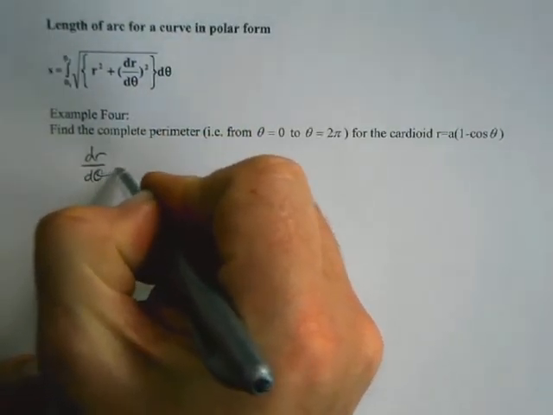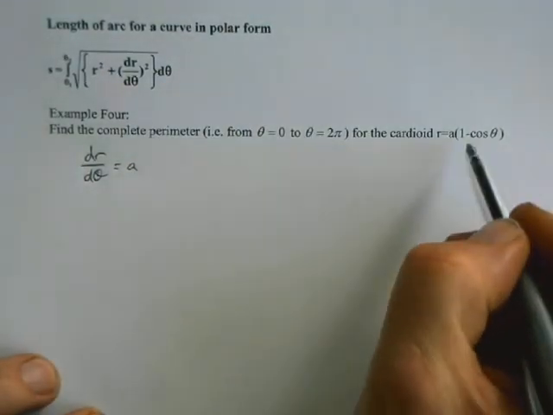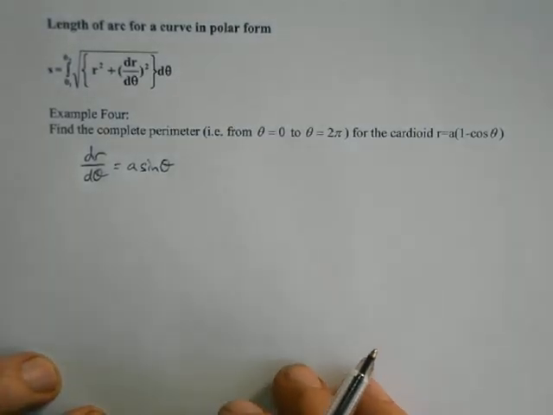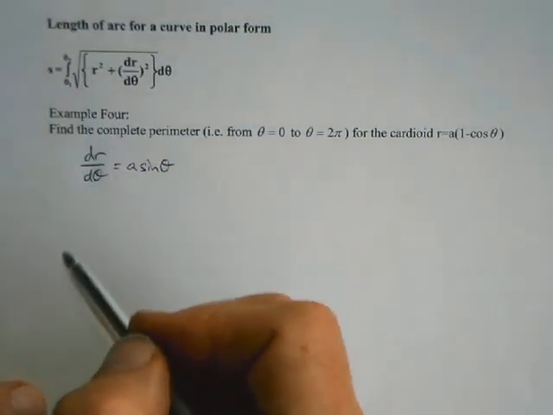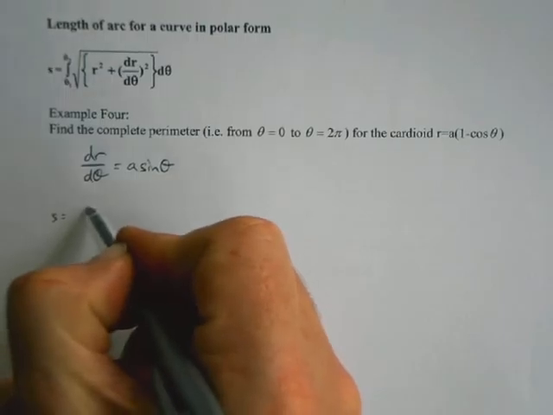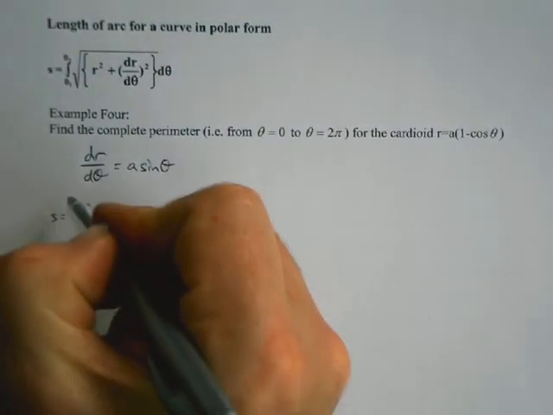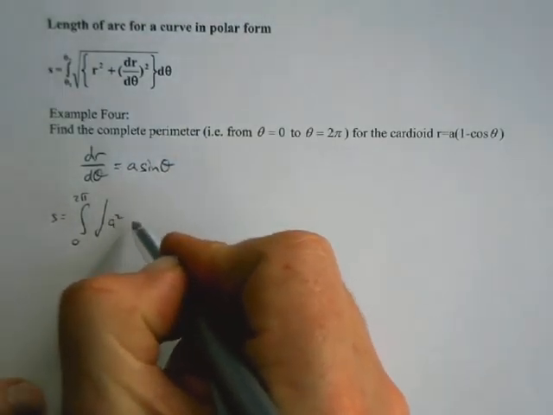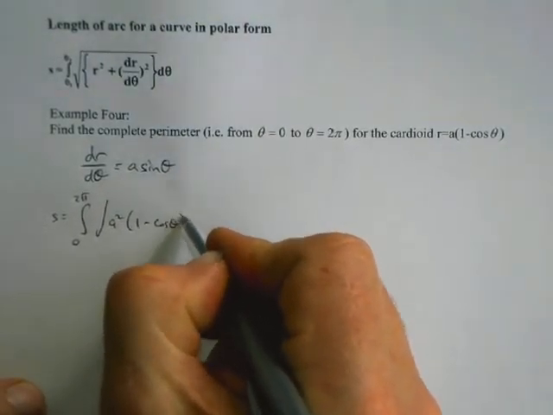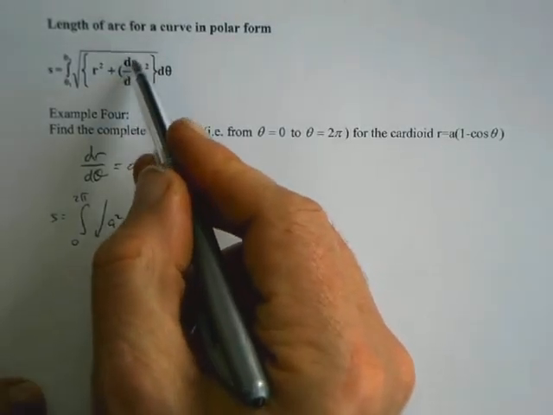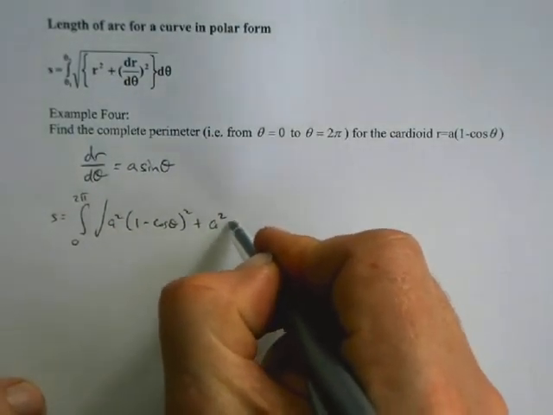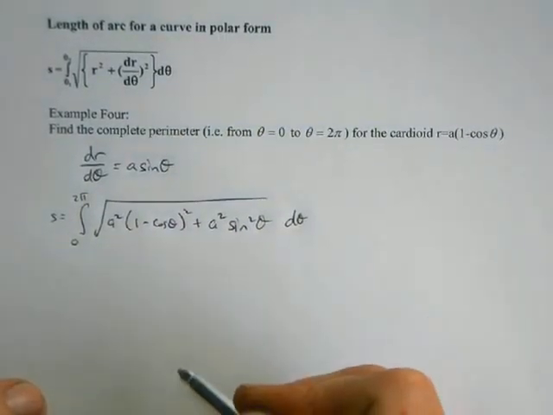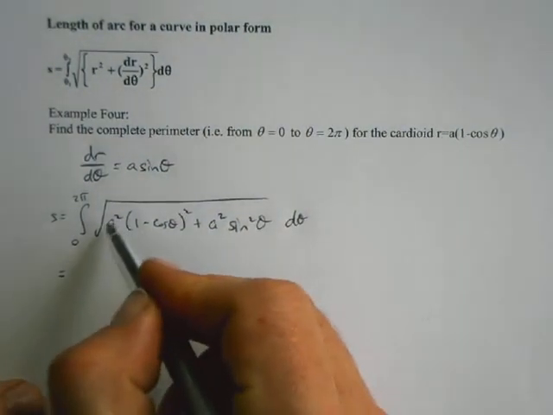So if we differentiate this with regards to theta, the derivative of cos is negative sine, so negative negative sine theta will be positive sine theta. So that's our derivative, and then we can just put everything into our function. So s equals the integral from the limits, which are from 0 to 2 pi, of the square root of r squared, which will be a squared (1 minus cos theta) squared, plus the derivative squared, so that'll be a squared sine squared theta, square root, d theta.